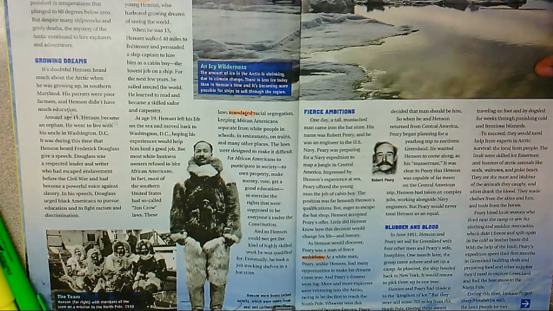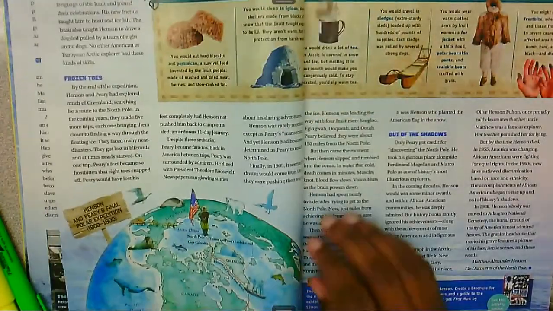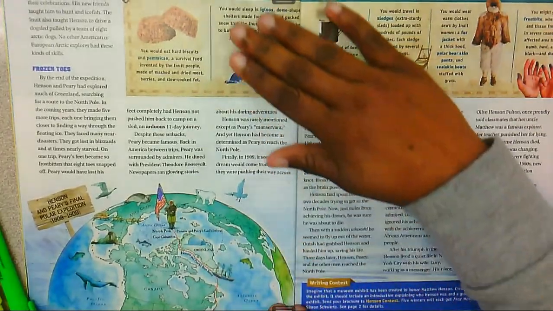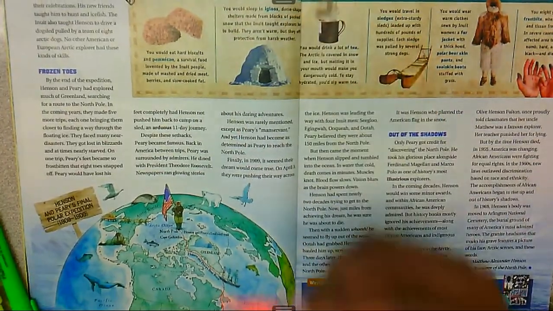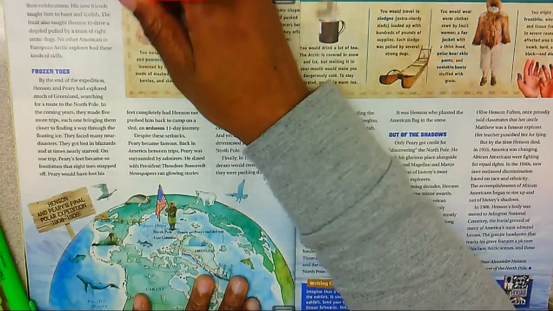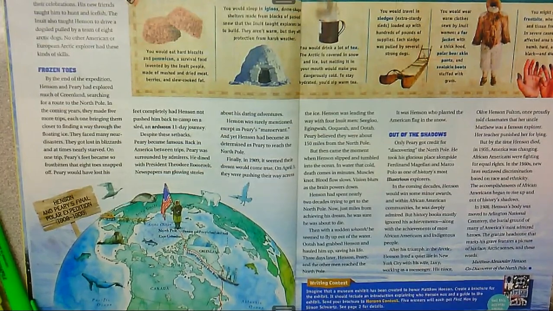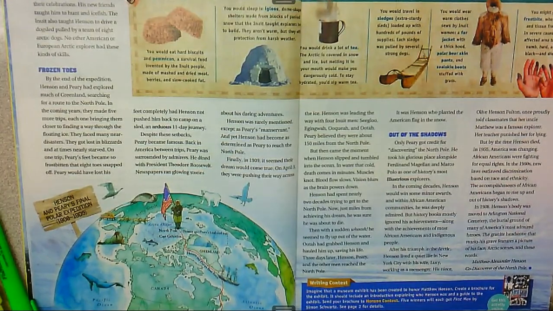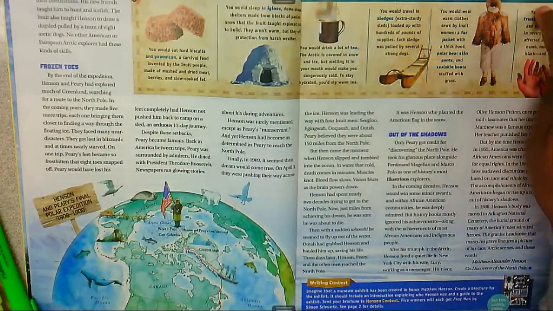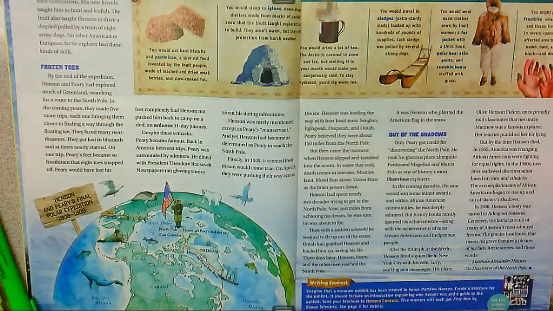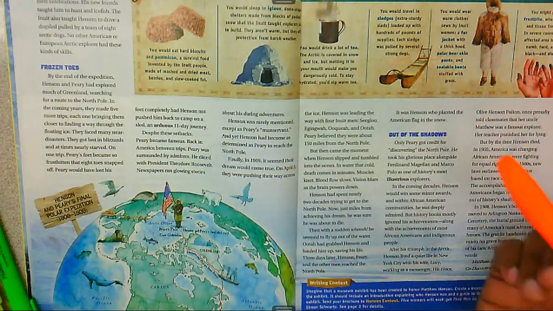Next, I also noticed in my text, as I preview, this amazing sidebar. A sidebar is also a text feature. What this text feature within the sidebar does is tell me that if I was to be with Matthew Henson in the North Pole, these are some of the things that I would be going through in day-to-day life. For example, the conditions: it's in the Arctic, so it would be extremely cold.